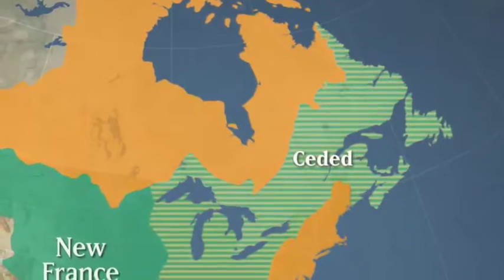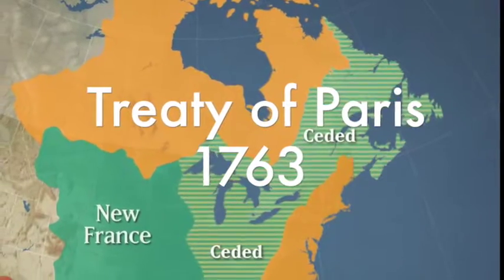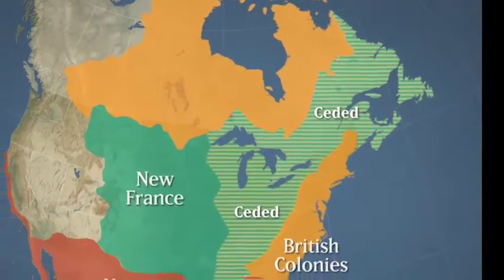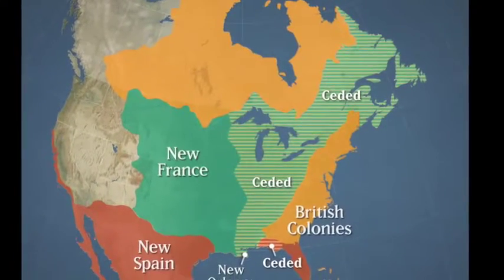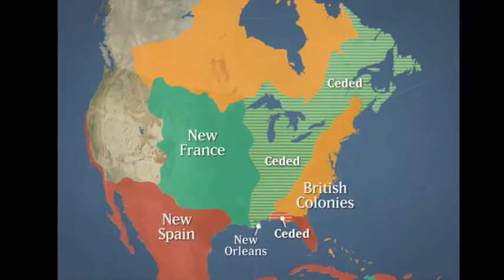In 1763, Great Britain and France signed the Treaty of Paris, wherein France ceded French Canada and the territories west of the Mississippi, except New Orleans. With this treaty, the Native Americans who supported the French were left defenseless and were not able to stop the settlers' advance on their lands anymore.